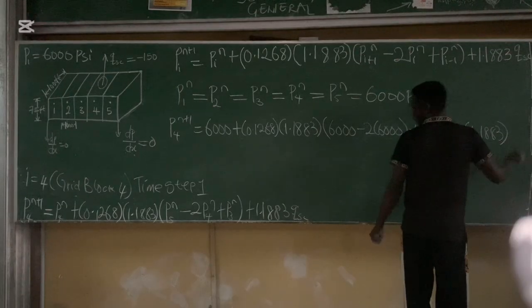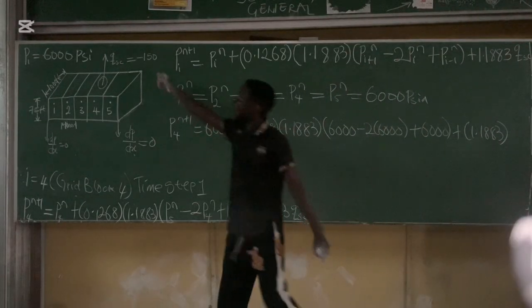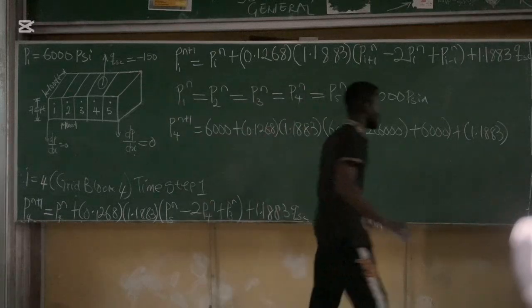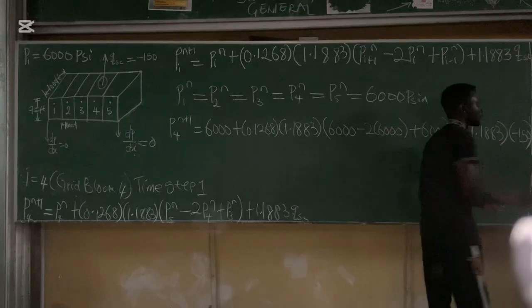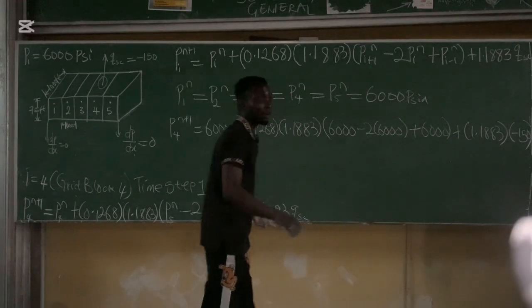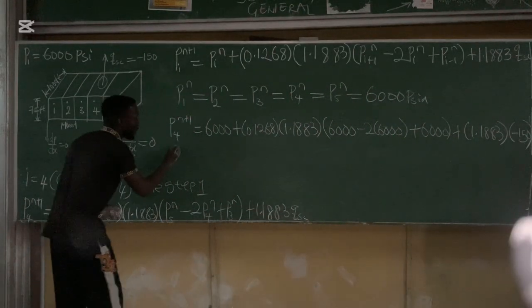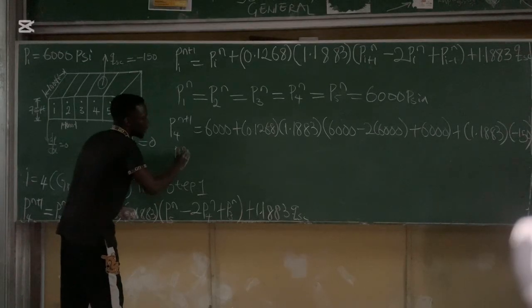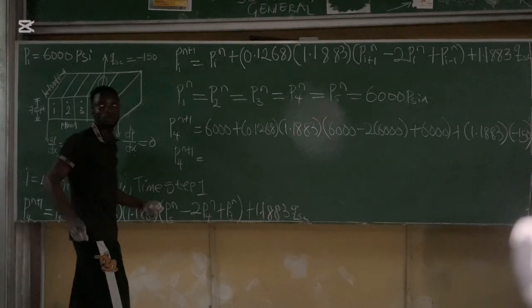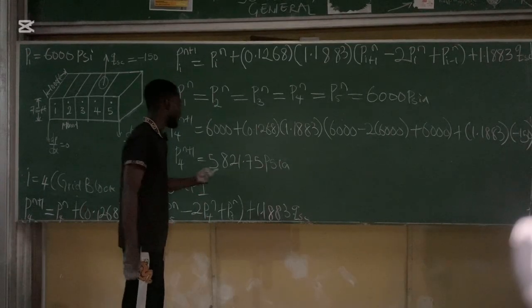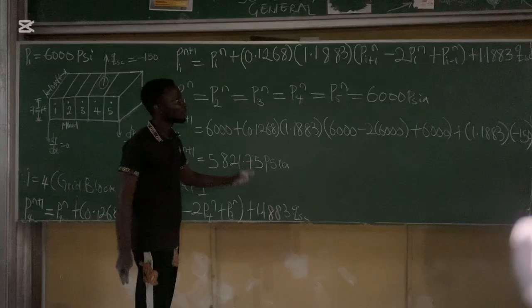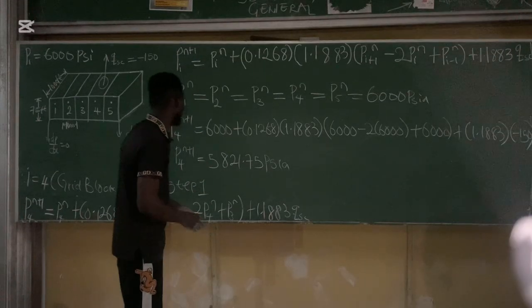that is 1.1883. Then QSC, what is our QSC? Our QSC is minus 150. So this becomes minus 150. If you compute this, P4n plus 1 will be equal to, so if you punch this into your calculator, you are going to have 5821.75. So this is what you are going to have.